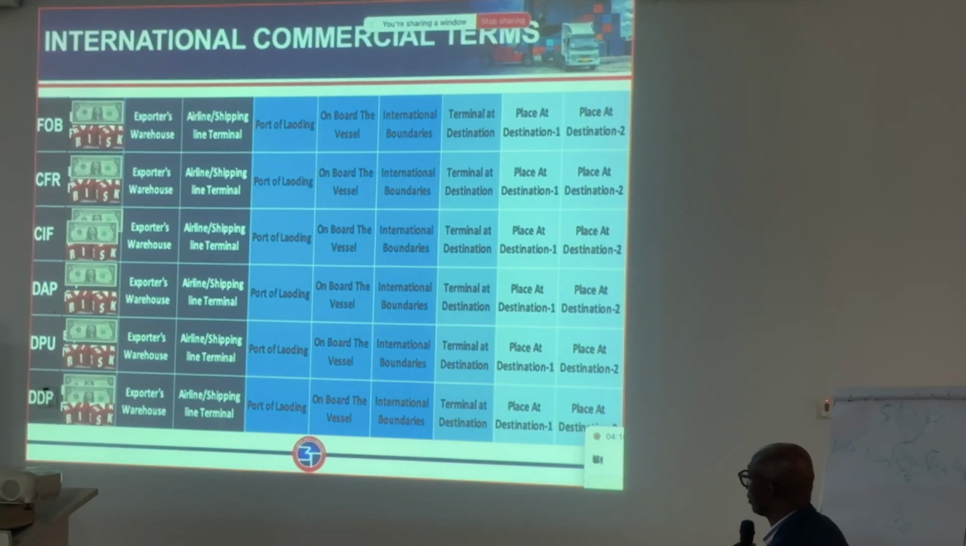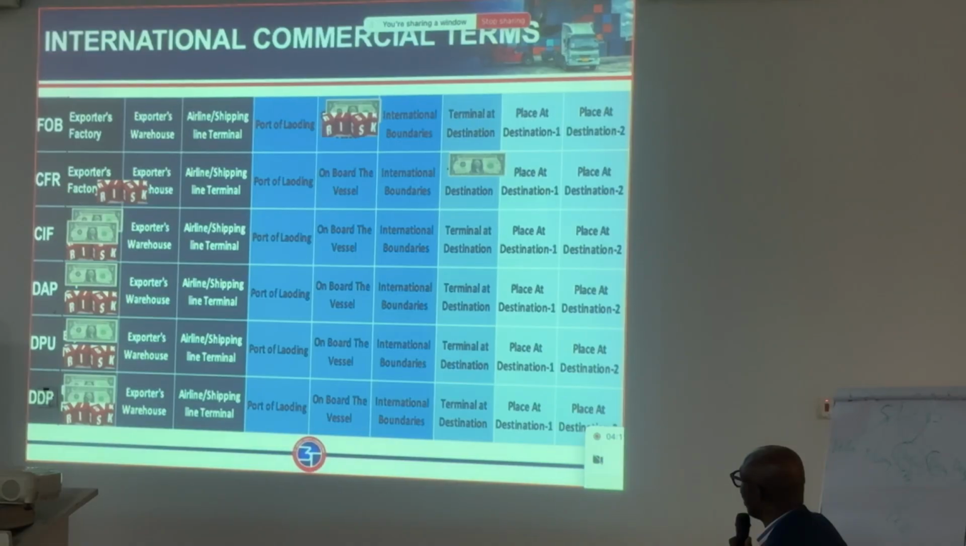Now, the familiar ones, FOB. In FOB, the exporter's risk and cost end when the goods are loaded on board the vessel. But look at CFR, the one we do in Nigeria. The exporter bears the cost of transport to Nigeria, but his risk ends when the goods are loaded on board the vessel. In CIF, the exporter bears the cost of transport to Nigeria plus insurance to Nigeria, but the risk ends when the goods are loaded on board the vessel.